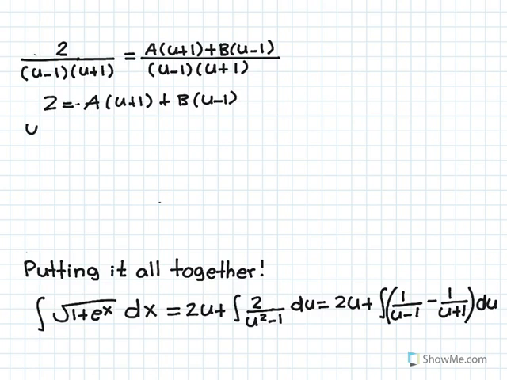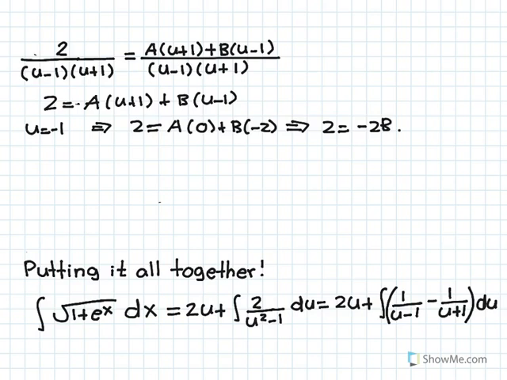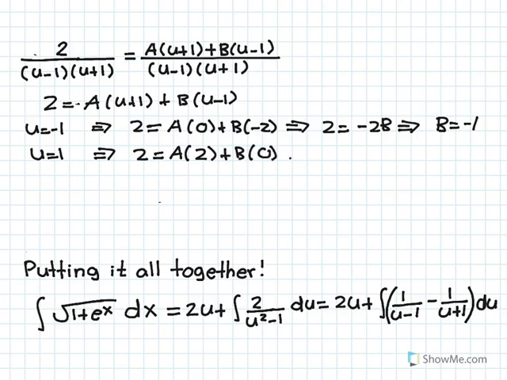Let's plug in u is equal to negative 1. We get 2 is equal to a times negative 1 plus 1, that's 0, plus b times negative 1 minus 1, which is negative 2. That gives us 2 is equal to minus 2b, divide by minus 2 on both sides, and we get b is equal to minus 1. Next, we're going to plug in u is equal to 1. And we get 2 is equal to a times 1 plus 1, which is 2, plus b times 1 minus 1, which is 0. So we get 2 is equal to 2a, divide by 2 on both sides, and we get a is equal to 1.